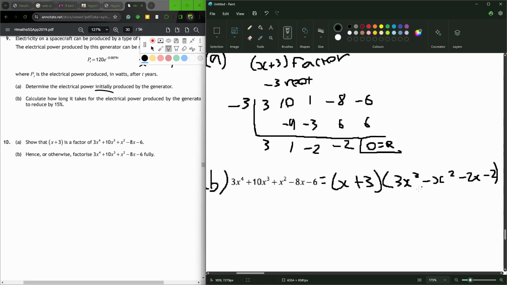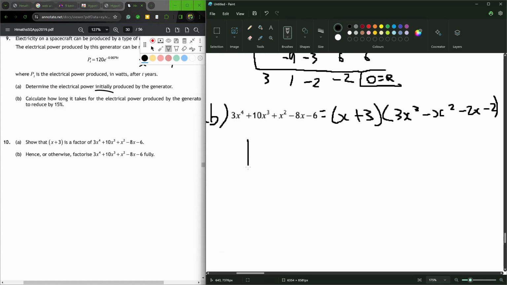Okay, well now we just need to break this other one down a bit further. So we're going to do the same thing, but unfortunately we're going to just have to guess for this next one. So throw the numbers in, same numbers from here.